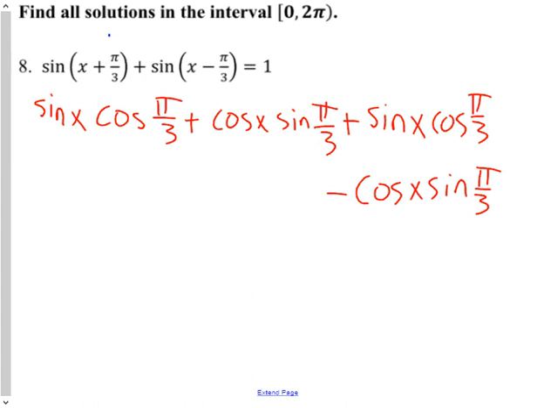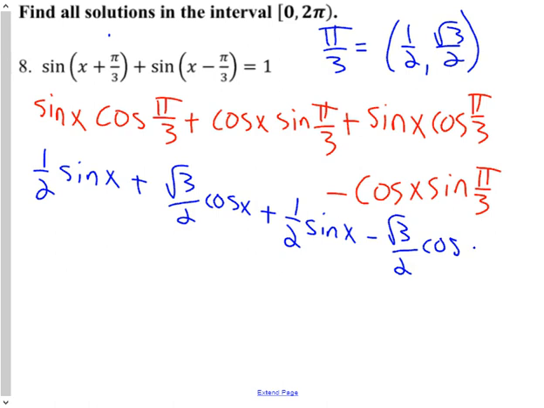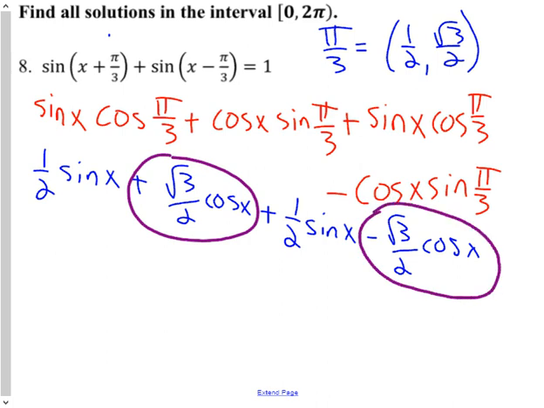So, reminder, what is pi/3? Pi/3 equals the point (1/2, root 3 over 2). So wherever we've got a cosine, we're going to write half. So it's half sine of x plus root 3 over 2 cosine of x, plus another half sine of x, 2 halves make a whole, minus root 3 over 2 cosine of x. And we've got two pieces that cancel. Once we simplify, we've got half plus half sine of x. So sine of x equals 1.